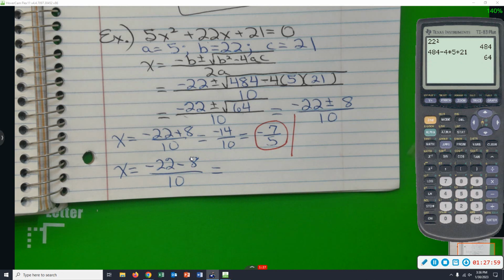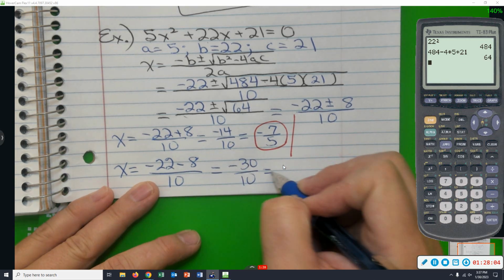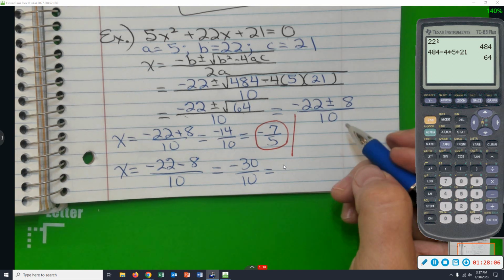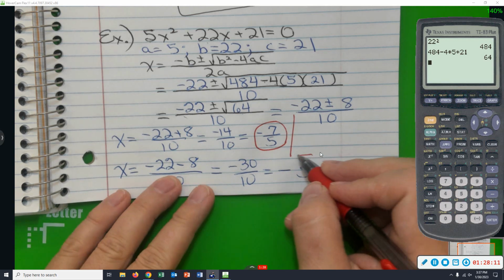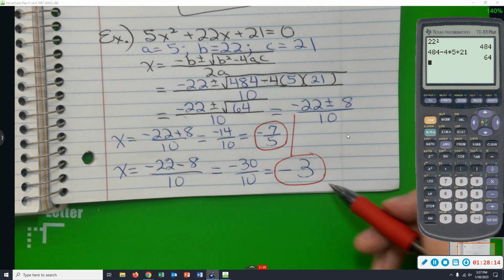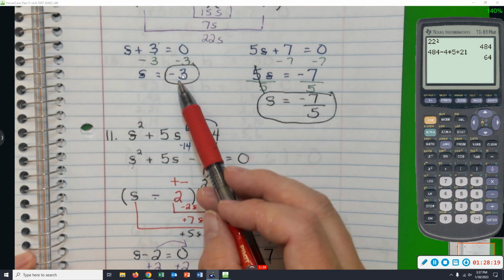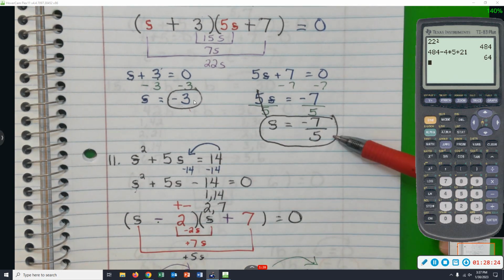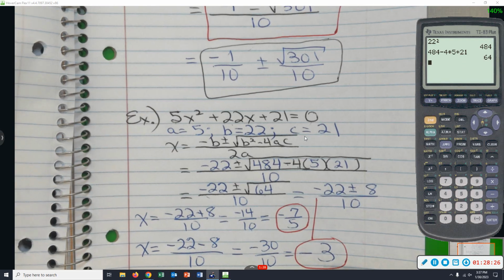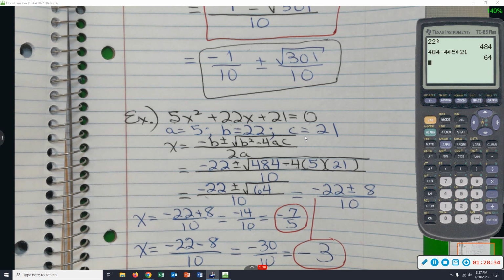Negative 22 minus 8 gives me negative 30 over 10. What's that going to reduce to? Negative 3. Is that the other answer we got when we solved this equation by factoring? Let's see. Negative 3. There it is. And negative 7 over 5. Even if you can't factor it, the quadratic formula will get it.